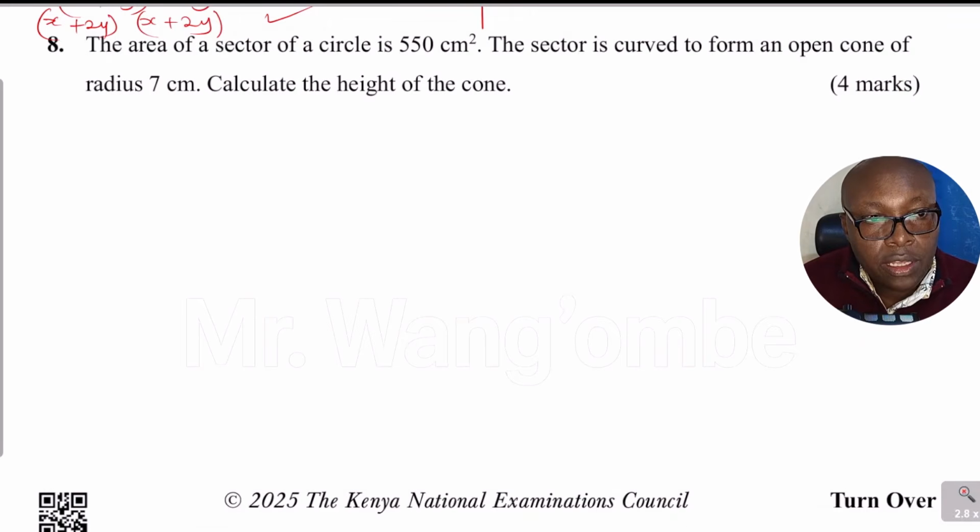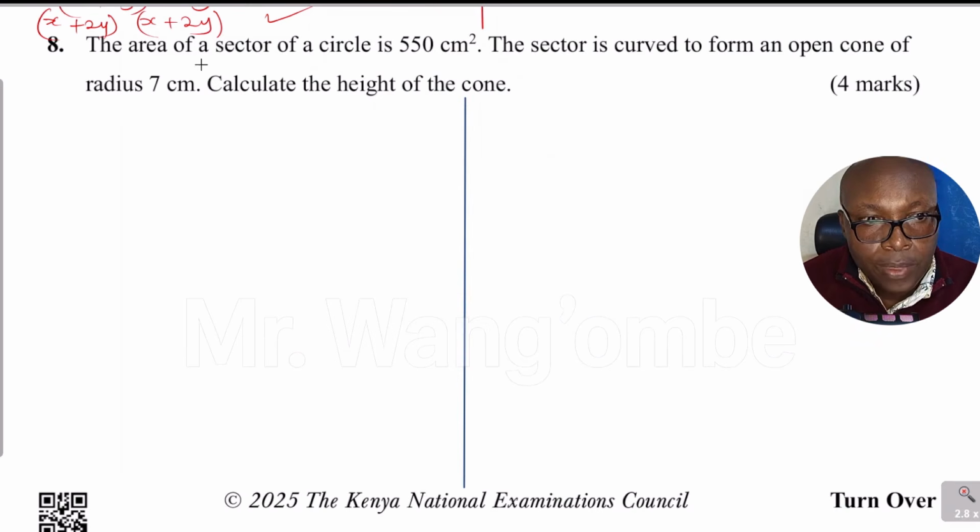Question 8. The area of a sector of a circle is 550 centimeters squared. The sector is curved to form an open cone of radius 7 centimeters. Calculate the height of the cone.